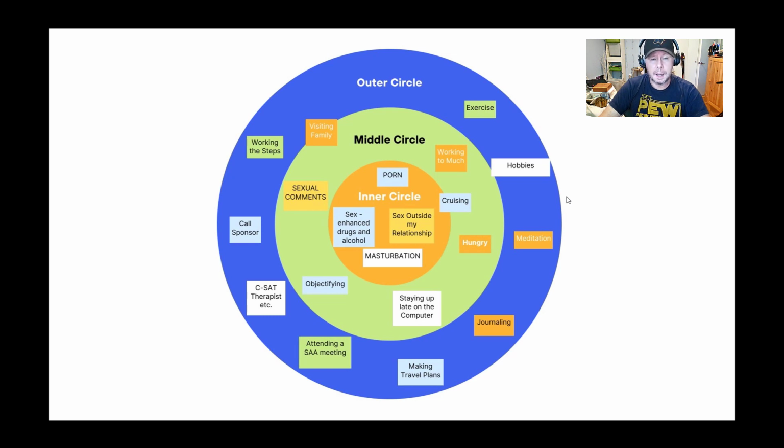And in your case, for the people who follow my channel, it's usually pornography, but it could be a series of other things. All the things that you see here on this circle list are just examples. They are the example of one addict putting their things down. Your circle may look completely different. So despite what you see here, don't think that this is the way your circle should look.